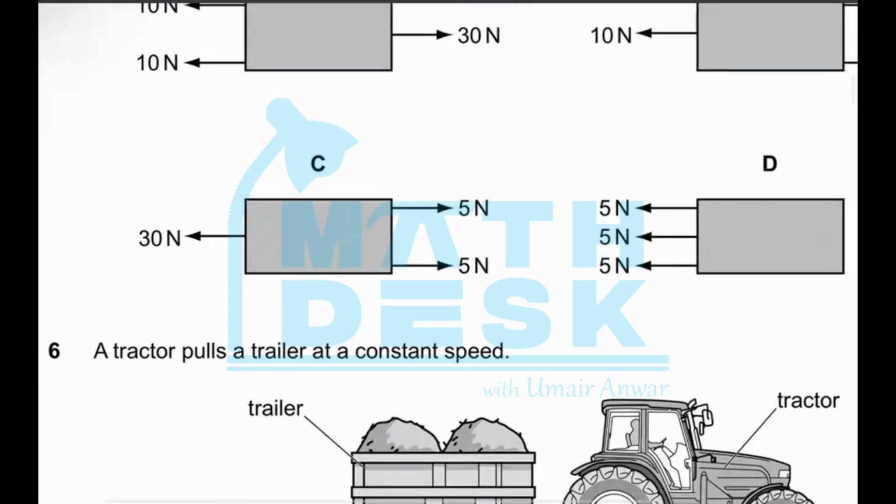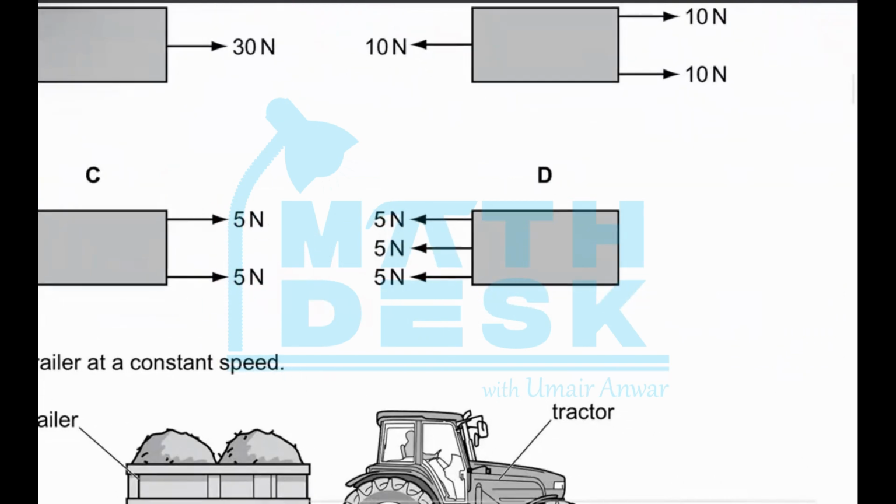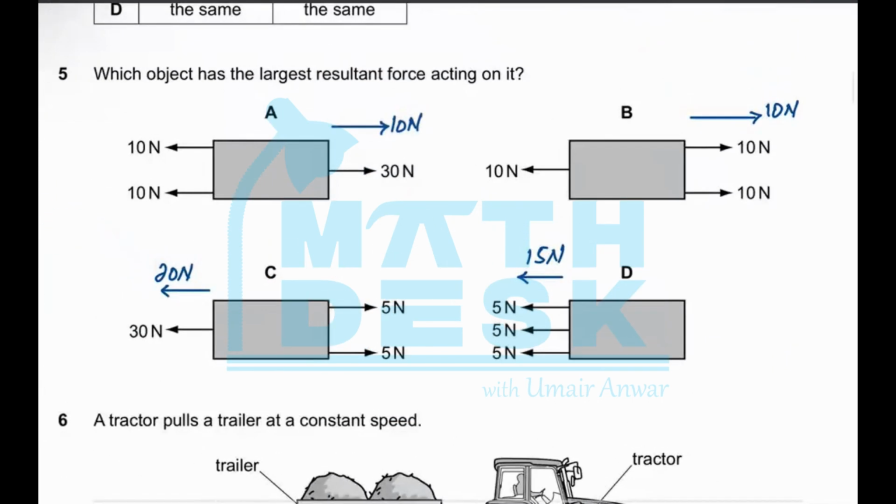In part C, 30 Newton to the left and 10 Newton to the right. So there would be a force of 20 Newton to the left as the resultant force. And in part D, all the forces are acting to the left. So their resultant would be 15 Newton to the left. So the largest resultant force that we are obtaining in this question is in the part C, which is 20 Newton, and the direction of the resultant force is to the left.